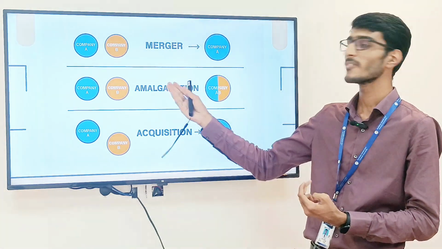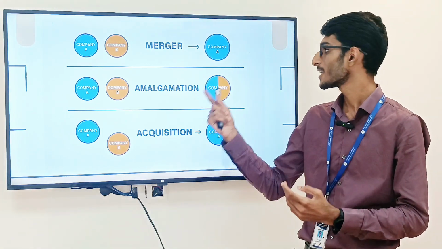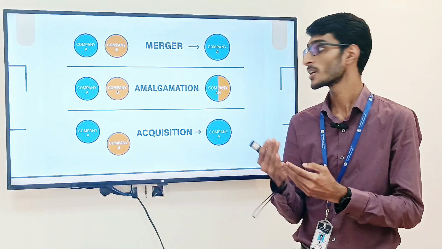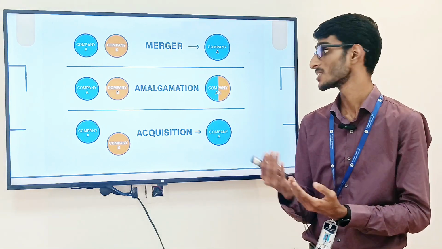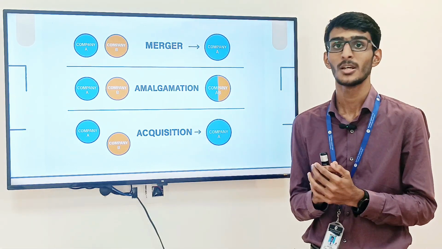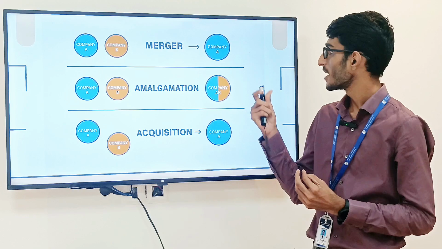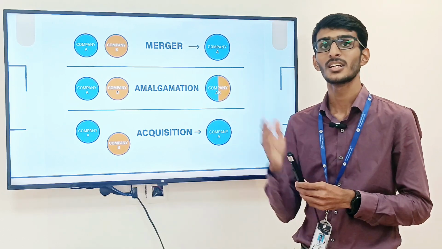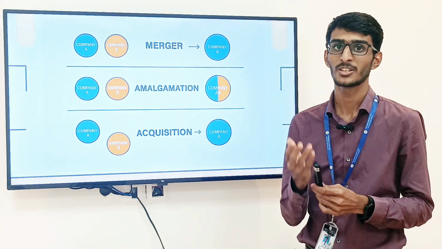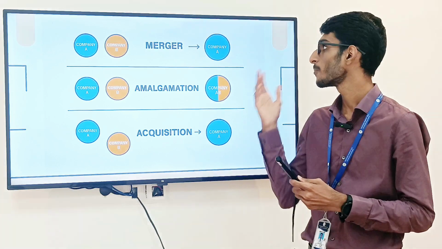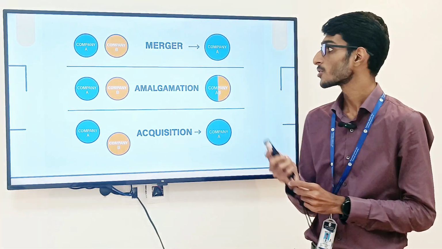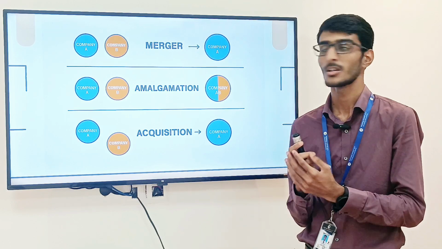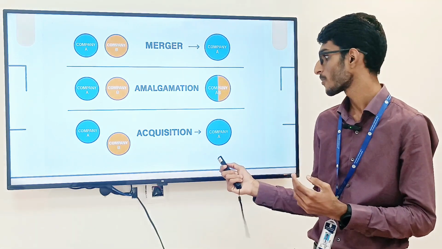to exist. Similarly, when we look at an amalgamation, company A and B used to exist, but after an amalgamation, a new company named company AB starts to exist, and company A as well as company B both cease to exist. And when we look at a merger, there is a company A as well as company B which used to exist, and after a merger, only company A exists as company B is merged into company A. So now we'll be having a doubt, like how is a merger different from an acquisition?